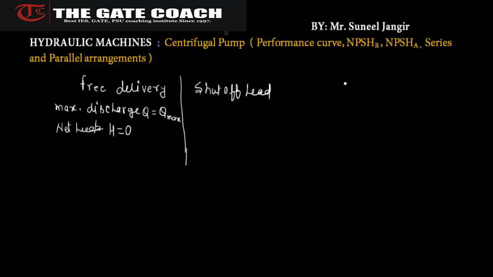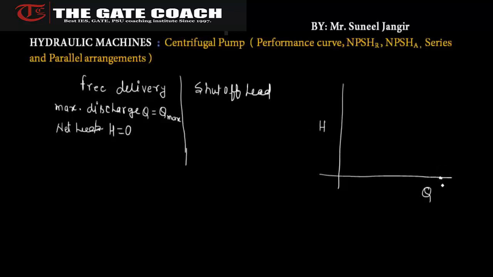So if we draw discharge as an independent parameter and net head as a dependent parameter, this free delivery occurs when the net head is 0 and the discharge is at its maximum.